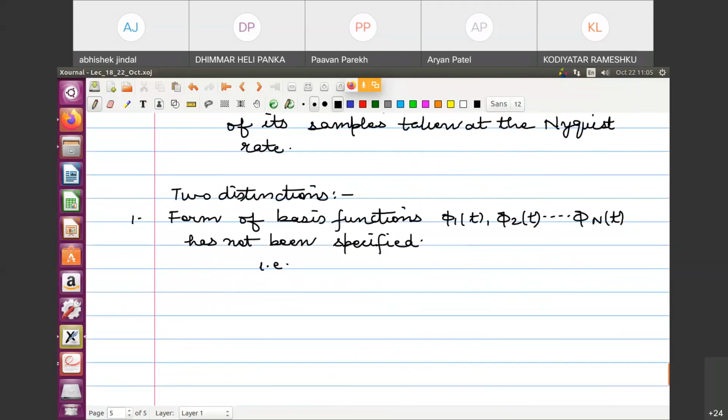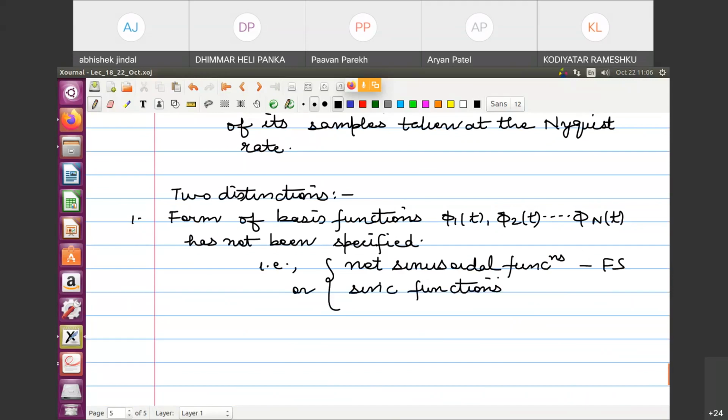That is, not sinusoidal functions as in the case of Fourier series, or sinc functions as in the expansion of band limited signals. So we have not specified them.